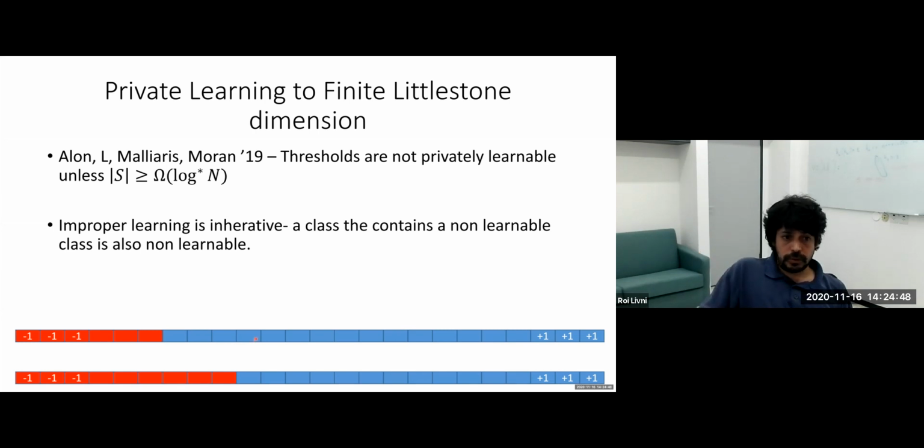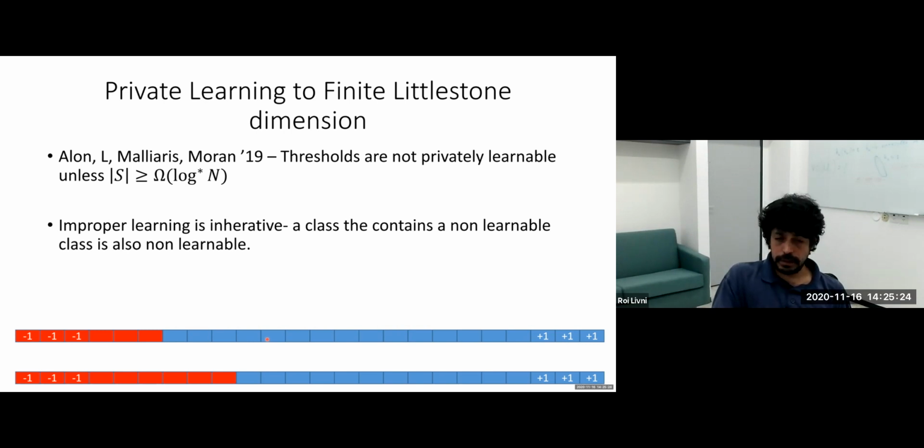So one thing that you get out of this from improper is that any class that contains thresholds would also be non-learnable. Okay, so this is not true for proper learning. You might have a class that is not properly learnable, but it is contained in some other class which is properly learnable. But for improper, you get this inherited property that if a class is not learnable improperly, then anything that might contain it becomes non-learnable.